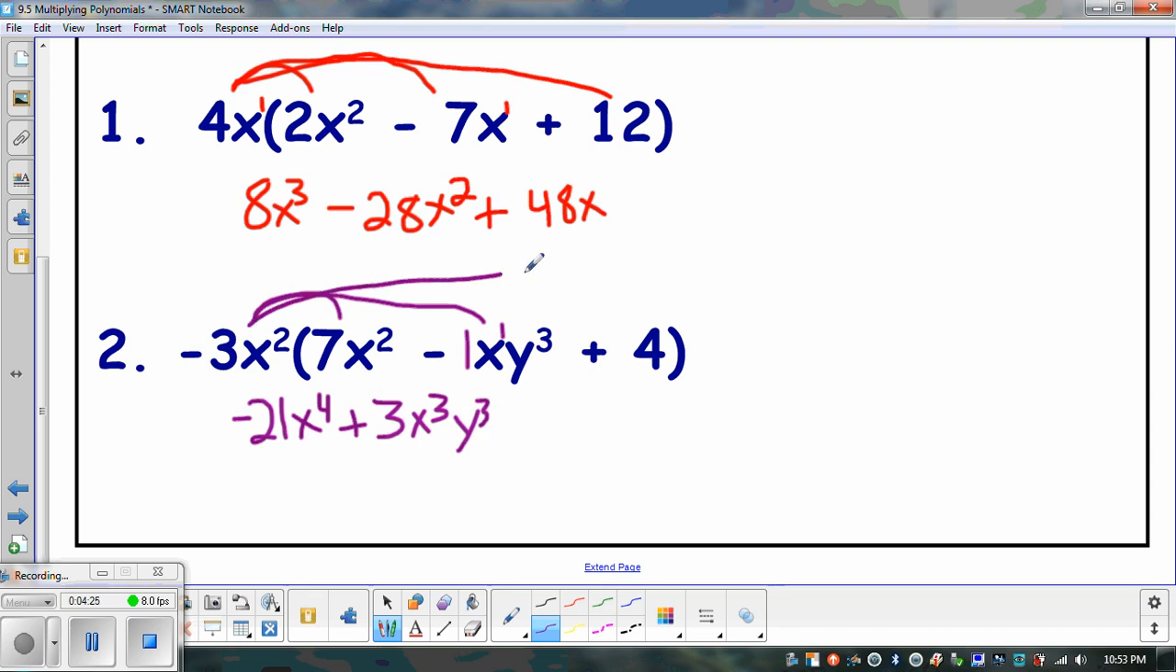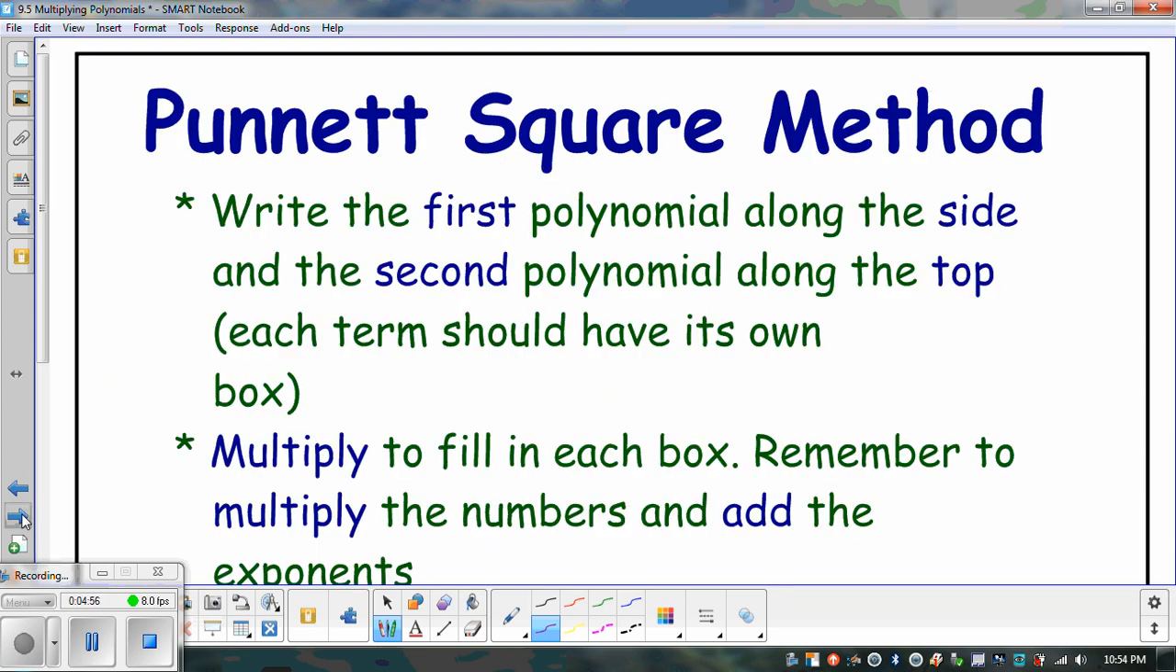The last one to distribute is negative 3x squared times 4. Negative 3 times 4 is negative 12. There is an x squared on the outside term, but no x's on the 4, so it is simply the negative 12x squared. Take a moment, make sure you're okay with what we just did. If you need to go back and re-watch it now that you've written it down, take your time and go back. Move on when you're ready.